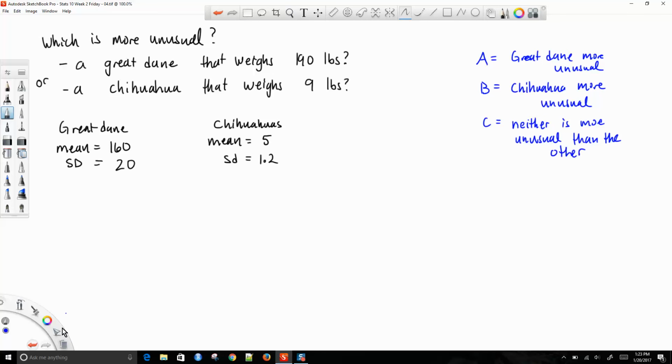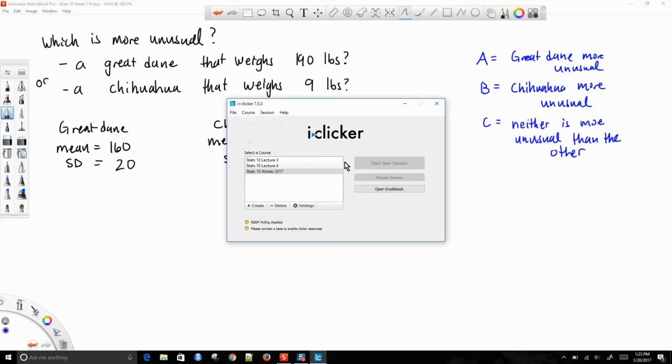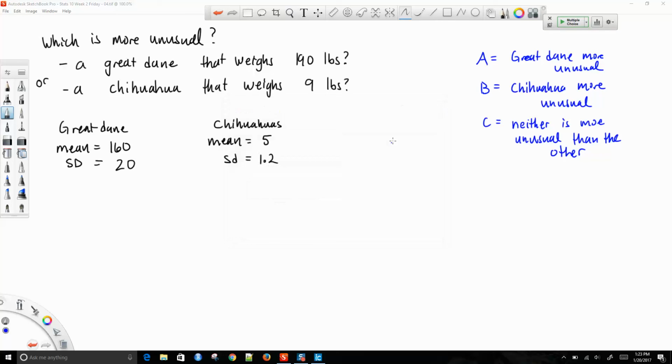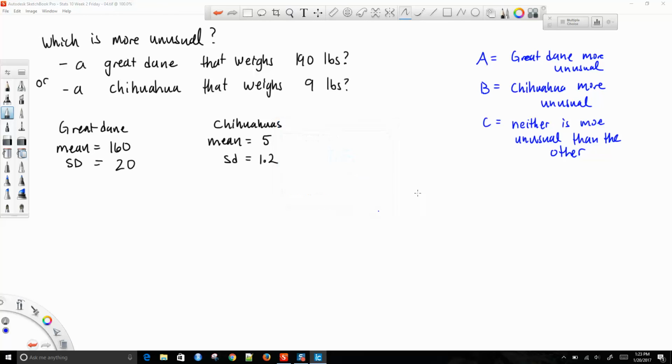Okay, I have to get the clicker software running here, so give me a second. So go ahead and try that out. You can discuss with your neighbors as you work through this. We're gonna start a new session. So if you turn on your clickers, it should say AA stats 10, I'm hoping, as your welcome message. Some of you guys are already clicking away to submit your answers, and that's great. We'll leave this open.